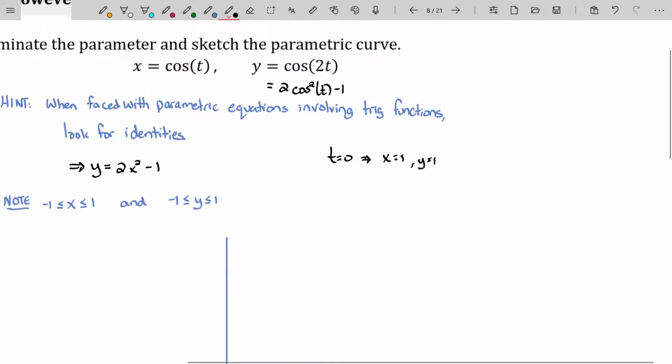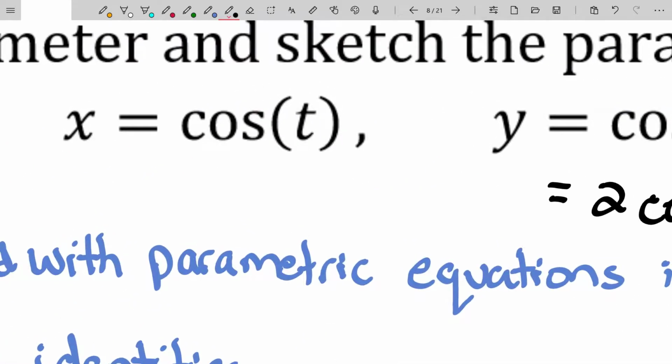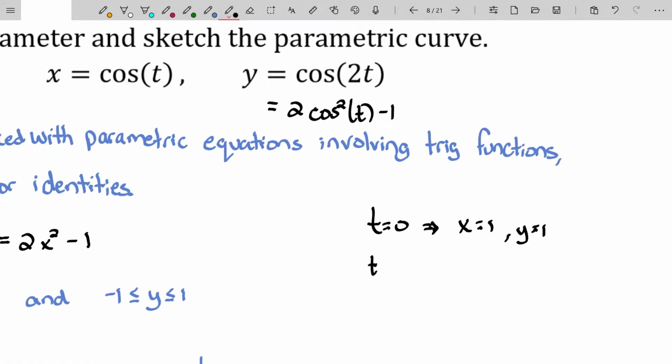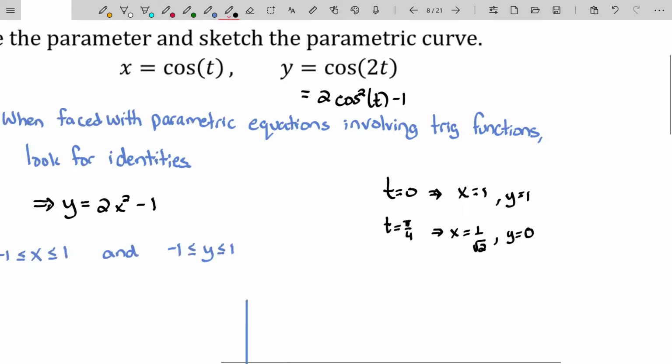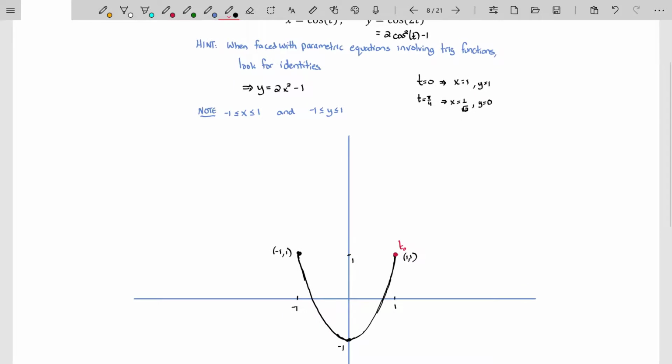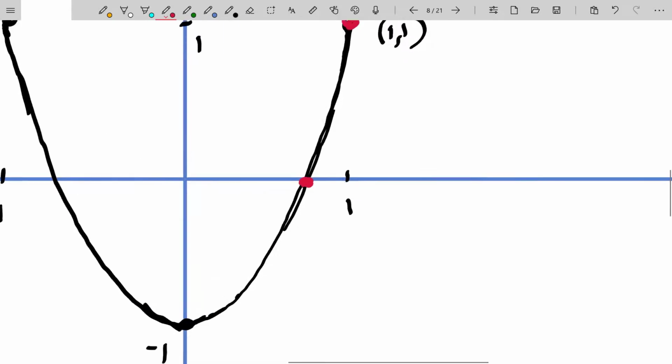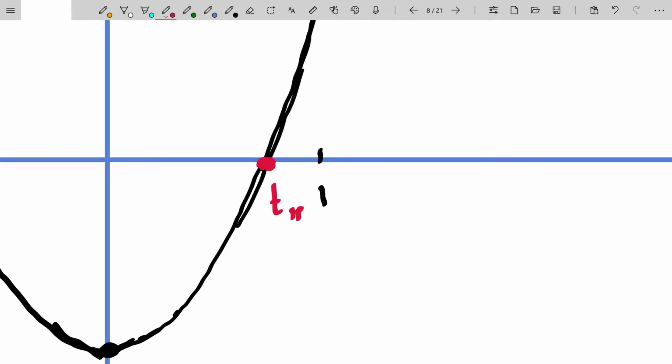And then when you plug in a different time value, and here I'm going to plug in maybe time equals pi over 4, because it's a trig function, you want to plug in values you can actually use here. So time equals pi over 4. I notice that the x value is now cosine of pi over 4, which is 1 over root 2. And the y value is cosine of 2 times pi over 4, or cosine of pi over 2, which is 0. Let me plot this right here. So this is time pi over 4.